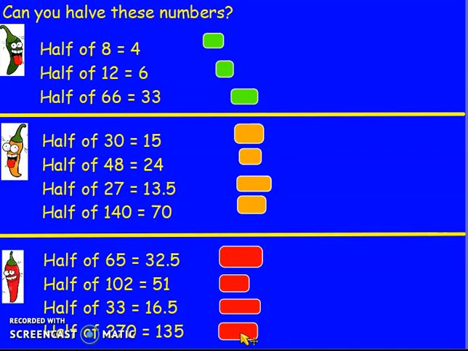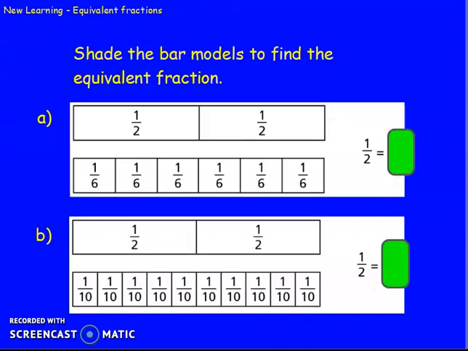Well done for giving it your best shot. Okay, pop your pencils down. Let's get ready to move on to our main lesson.